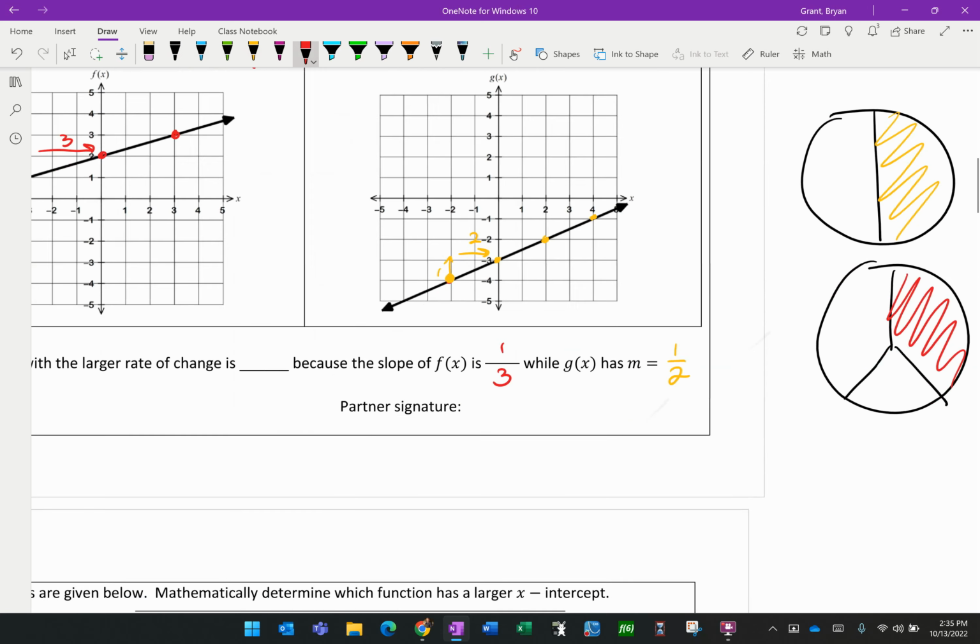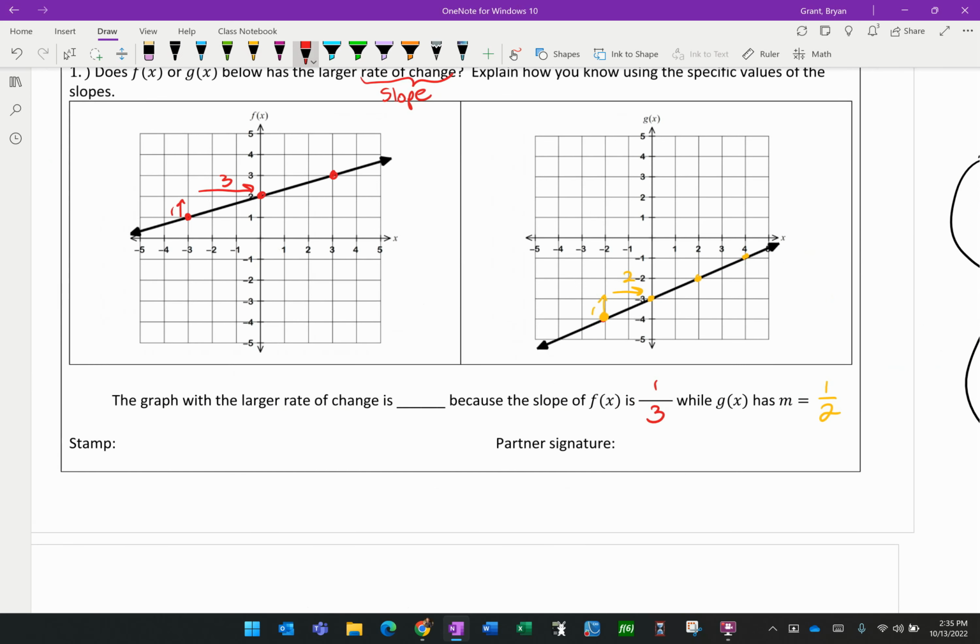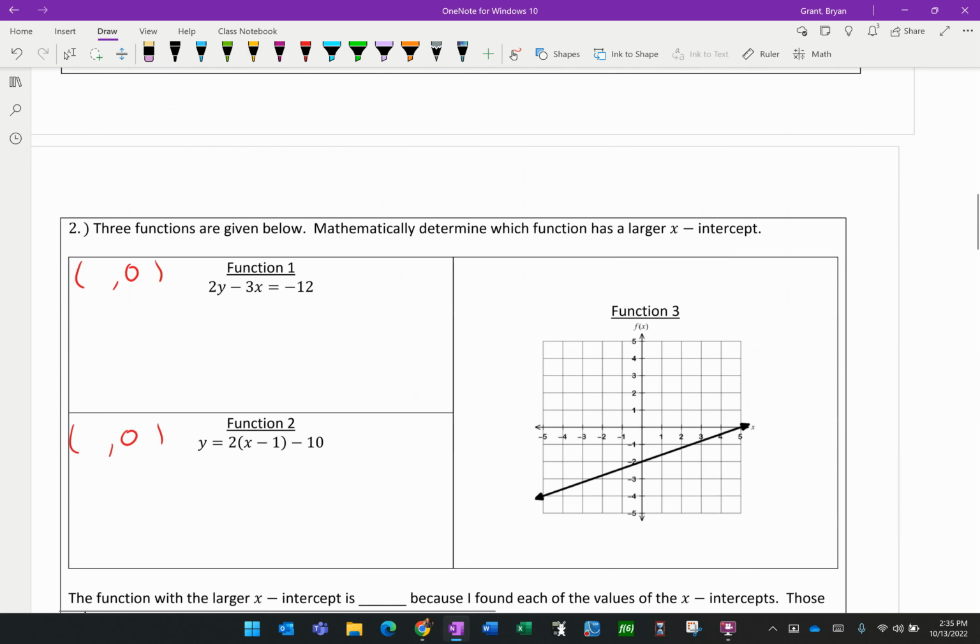You could also use your calculator and turn this into a decimal, 0.3 repeating and 0.5, and 0.5 is certainly larger. So when they ask which one has a larger rate of change, I would say g of x has a larger rate of change because the slope for f of x is 1/3 and g of x is 1/2. So make sure your partner signs your paper, get your original paper back, find a new partner, and you're moving on to problem 2.